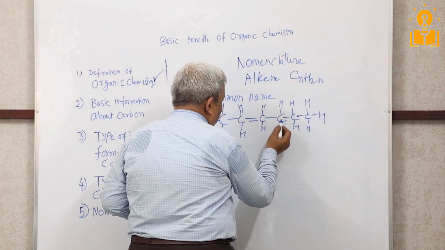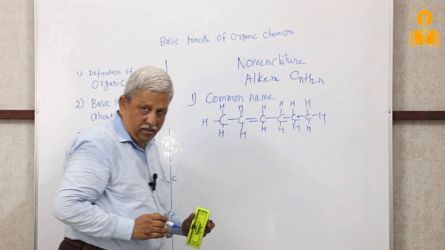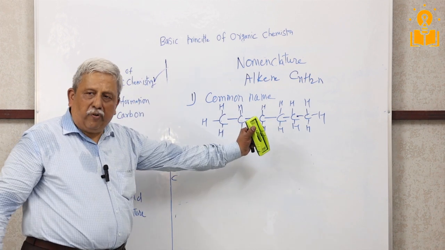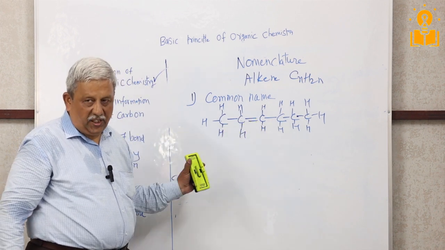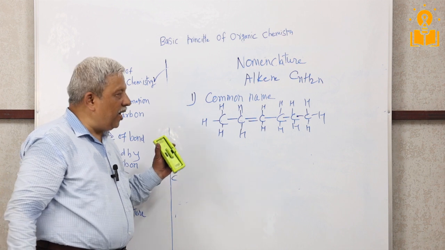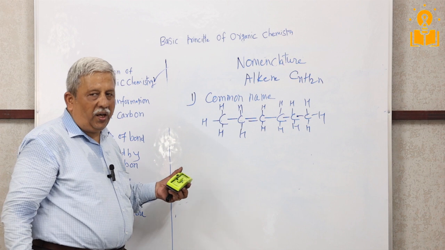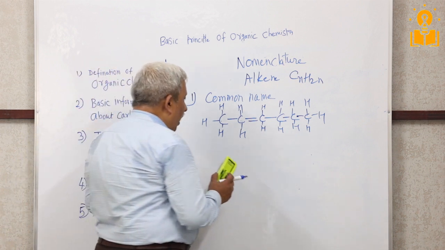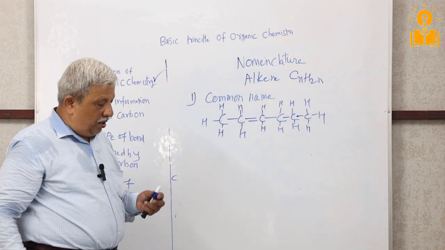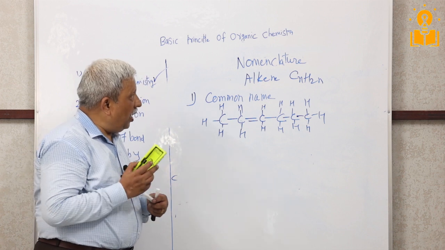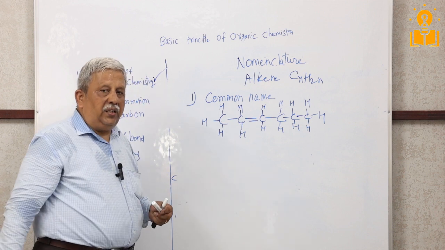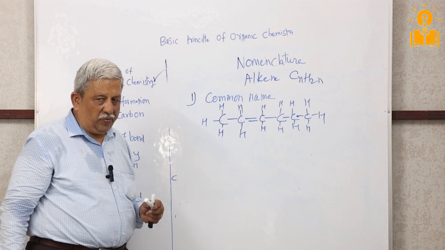It is an isohexene. Had it been, instead of this, 1, 2, 3, 4, 5, 6, this is a normal hexene. Had it been this compound, we would have called it normal hexene. So these are the two different ways you can have, either normal or iso. As far as alkenes are concerned, neo compounds are hardly found.